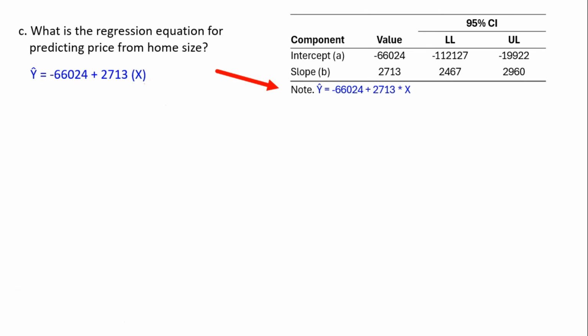Y hat, the little caret on top, Y predicted, is equal to minus 66,024 plus 2713 times our x value. So the name of the game here is to be able to plug in an x value, do the math, and obtain the predicted value. So you can see the math is very simple there.